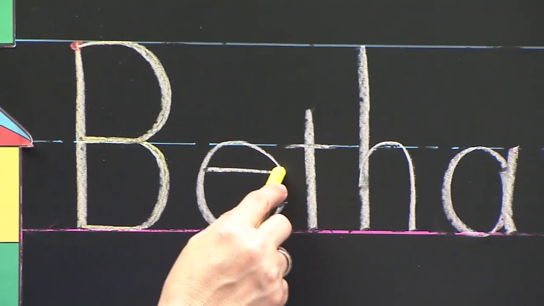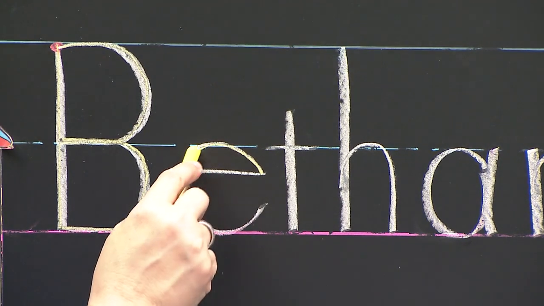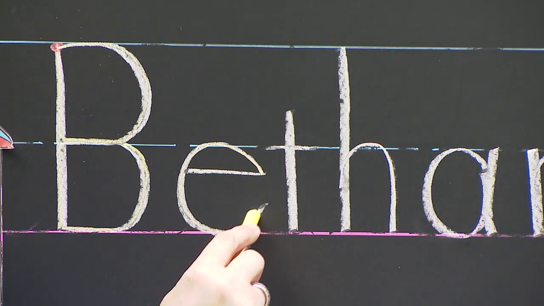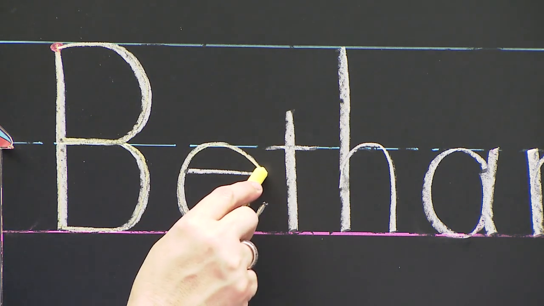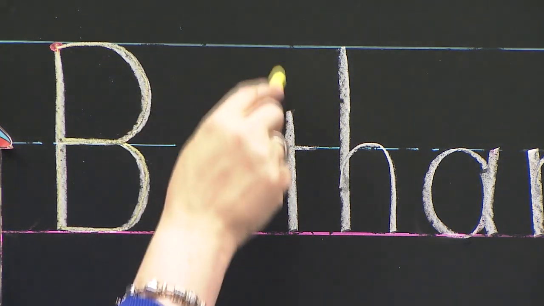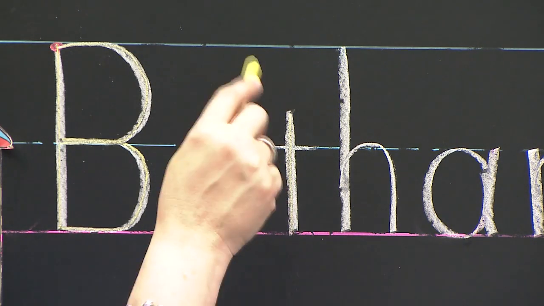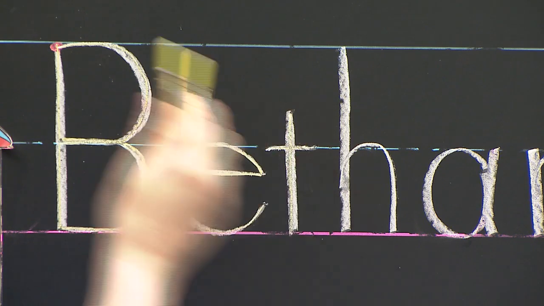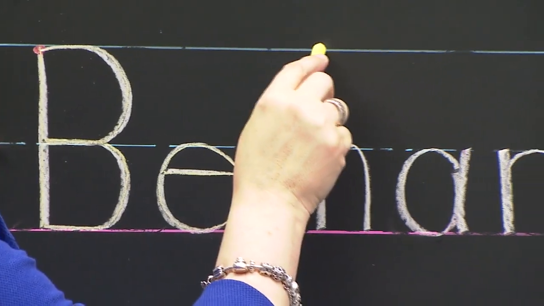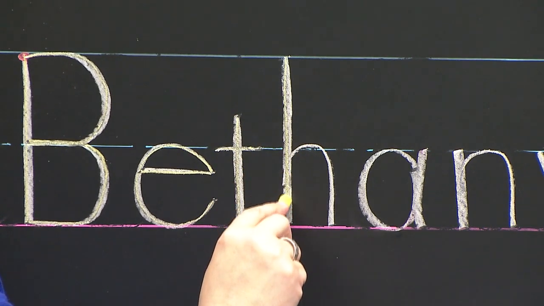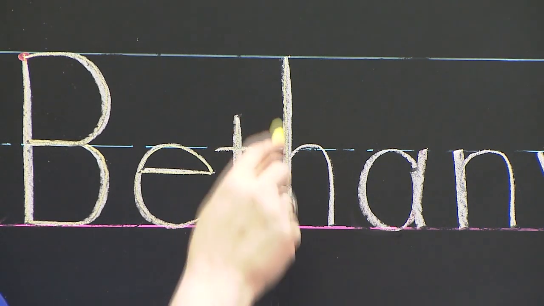I start in the middle. I curve up to the dotted line. I curve down to the pink carpet and up just a little bit. Go back to the middle and close it off. Go just above the dotted line. I walk straight down to the pink carpet. I go back to the dotted line and put on my bow tie. I'm going to come up to the ceiling. I'm going to walk straight down to the pink carpet. I pick up my pencil.